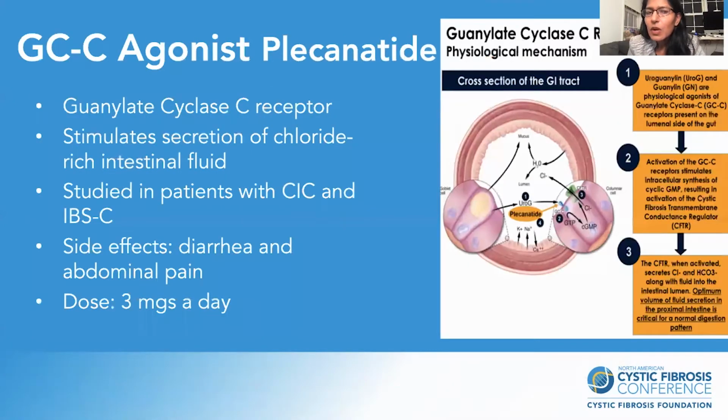Our second guanylate cyclase C receptor agonist is plecanatide. And again, it works via a similar mechanism by stimulating the secretion of chloride-rich intestinal fluid. Also studied in patients with CIC and IBS-C, and similar side effects. Here, the dosage is actually once a day dosing for 3 milligrams.